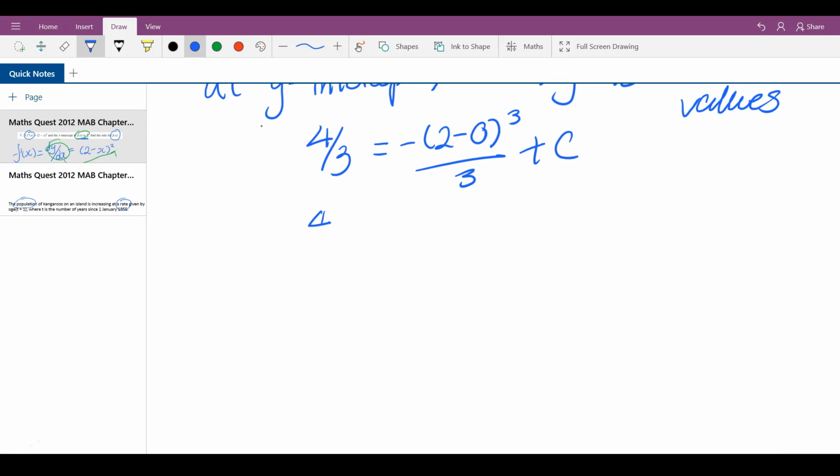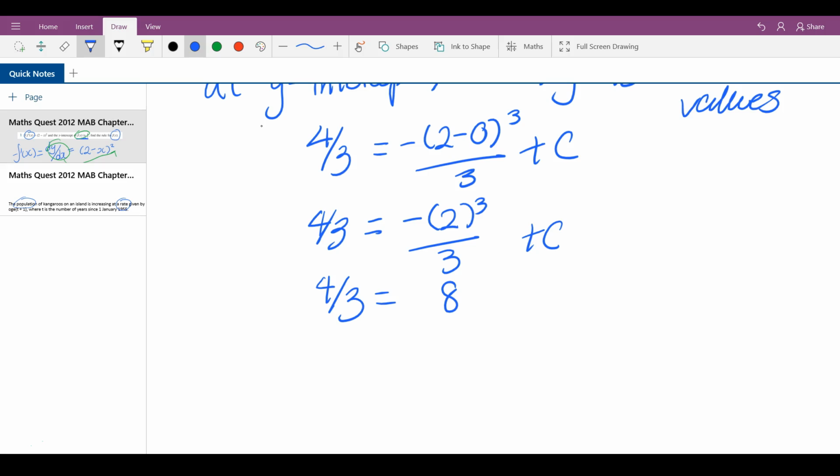So let's not do anything to this side first. And 2 minus 0 is 2, plus c. Now this bit is where you have to be careful. The 2 has to be cubed first, then multiplied by -1 on the outside of the bracket. So the 2 cubed would be 8.